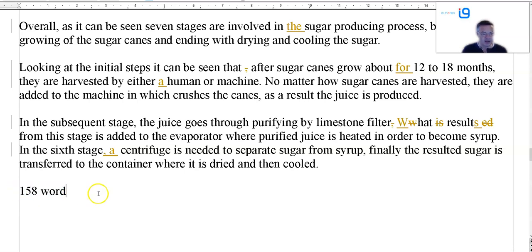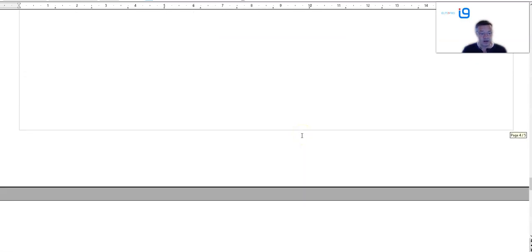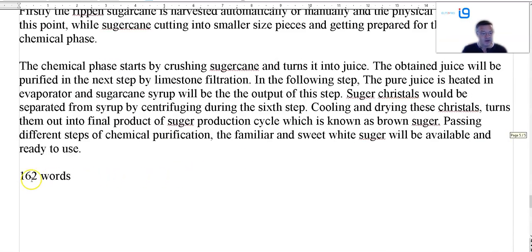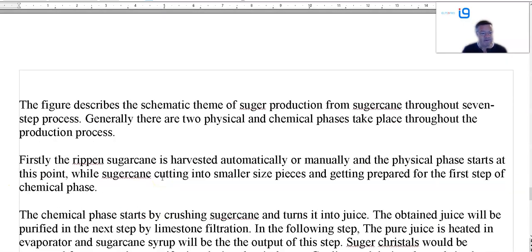Okay, so that's not bad for word count. Again, just a bit of syntax here, some word order, article use, and prepositions. Okay, so that's not too bad. Now this final one here, 162 words. I think this is the final one of the day.